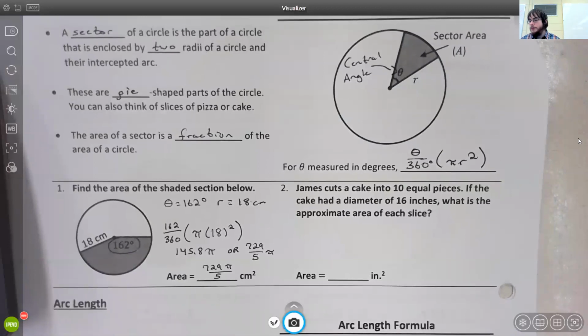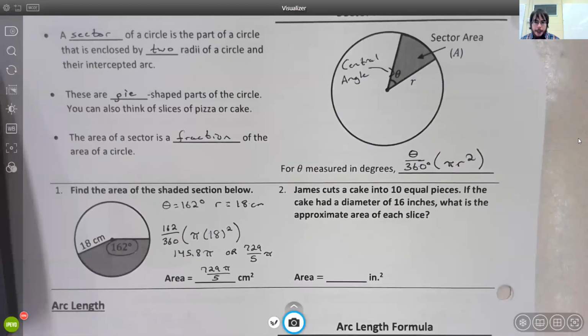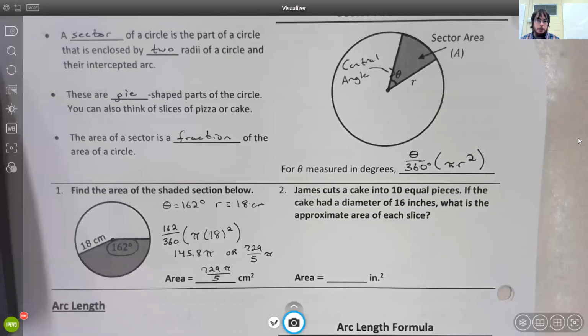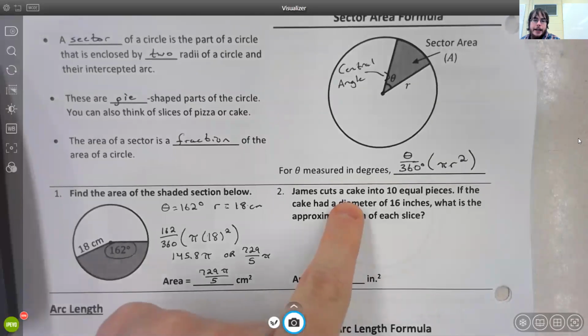All right, now let's look at number 2. It says James cuts a cake into 10 equal pieces. If the cake had a diameter of 16 inches, what is the approximate area of each slice? Now you'll notice it says approximate area, so this is where we're going to round. So he cuts a cake into 10 equal pieces.